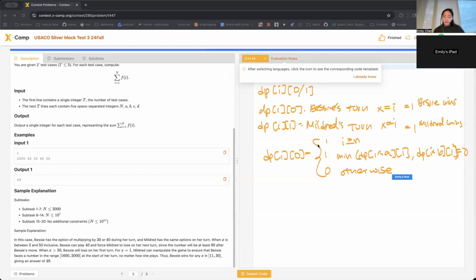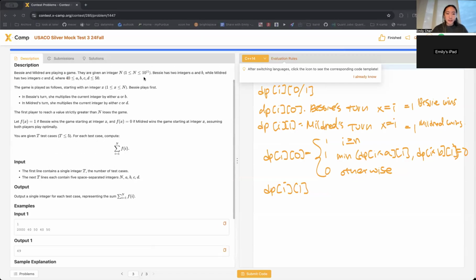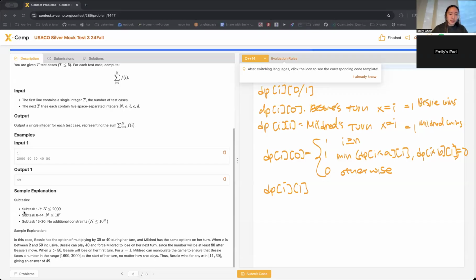Okay, and it's the same thing for dp of I of 1, with just the other way around. And this would be O of n, right? But if you look at this, n is 10 to the 11th, so we can't actually do this, and this would exceed the time limit. So this will pass the first two subtasks, since n is less than 10 to the 7th. But if you look at the third subtask, it will not actually pass.